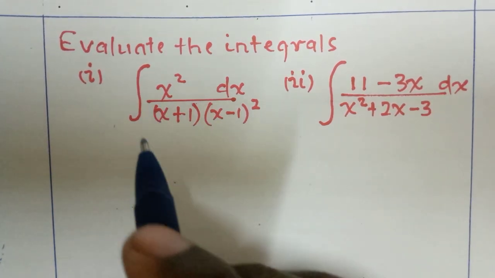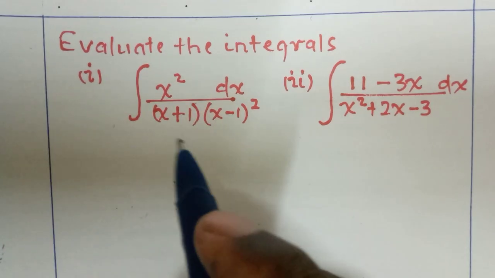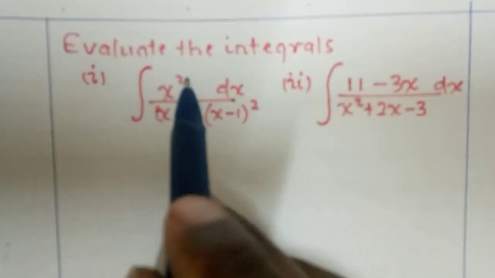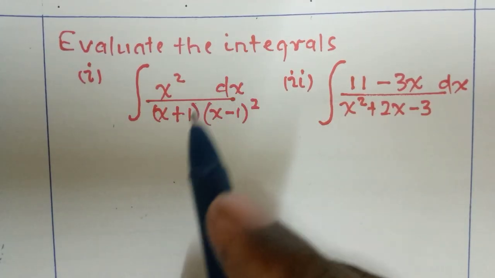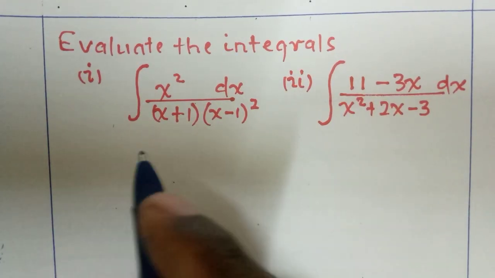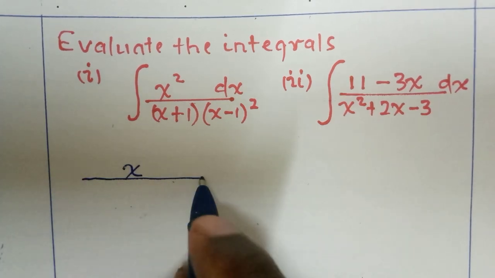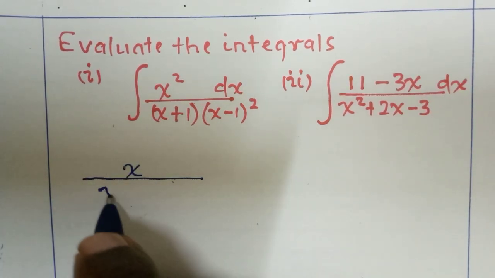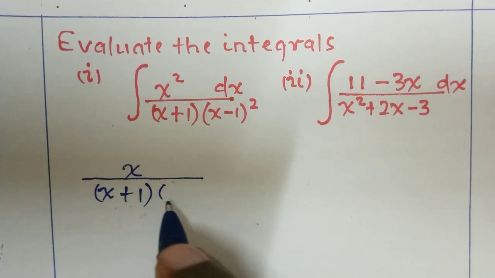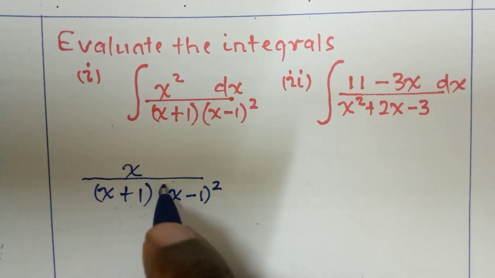So what I'll do, I'll come here and write. I don't need to repeat it again. So what I will do guys, I'll try now to make this one fraction into partial fractions. And so I'll write like this. I'll say x all over x plus 1, x minus 1 squared like that.